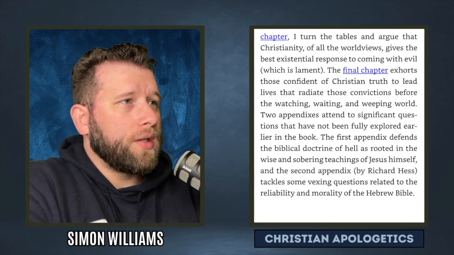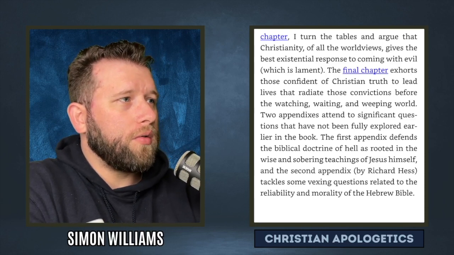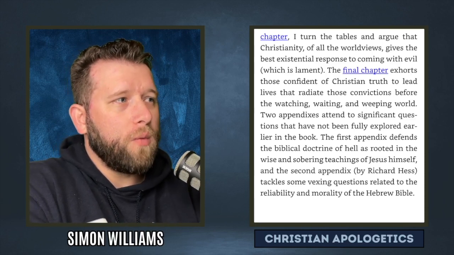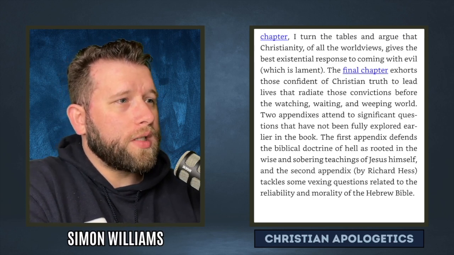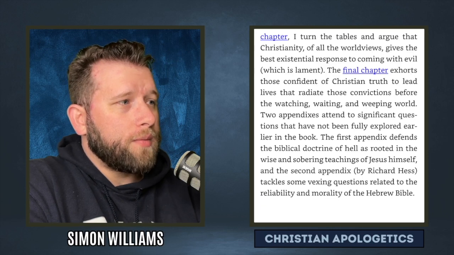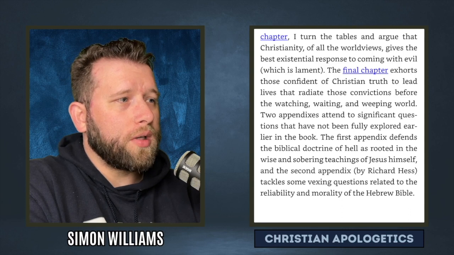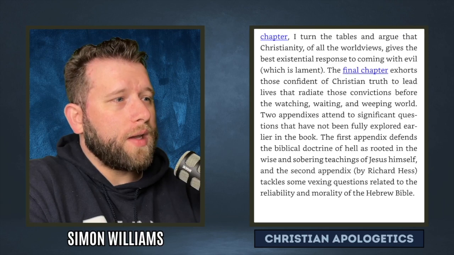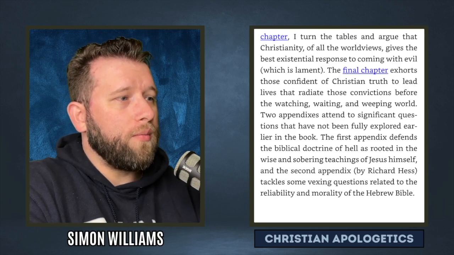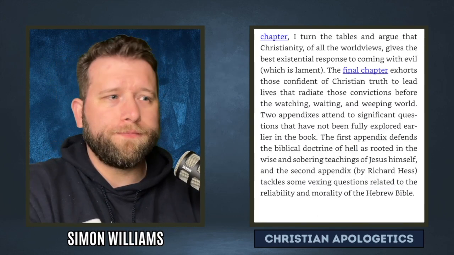The final chapter exhorts those confident of Christian truth to lead lives that radiate those convictions before the watching, waiting, and weeping world. Two appendices attend to significant questions that have been fully explored earlier in the book. The first appendix defends the biblical doctrine of hell as rooted in the wise and sobering teachings of Jesus himself. And the second appendix, by Richard Hess, tackles some vexing questions related to the reliability and morality of the Hebrew Bible. All right, so with that, we have ended the introduction, and we're up to chapter 1.